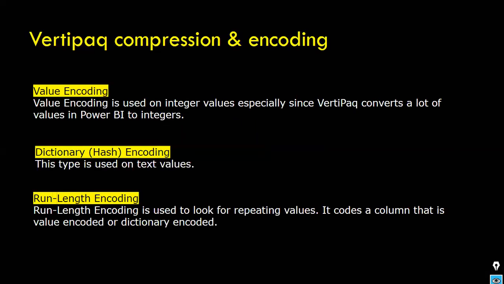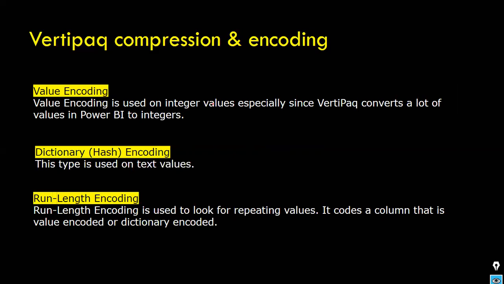So now we will understand what exactly encoding is all about. In order to do the compression, it uses some technique called encoding. There are three types of encoding: one is value encoding, another is dictionary encoding, and the last one is run length encoding. These are all very simple and easy to understand.